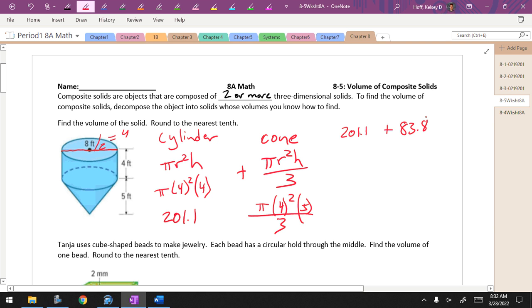Okay, last step. Now on your calculator type 201.1 plus 83.8. Say it again. 284.9. And what would my label be? Feet cubed. Always cubed. Always cubed.